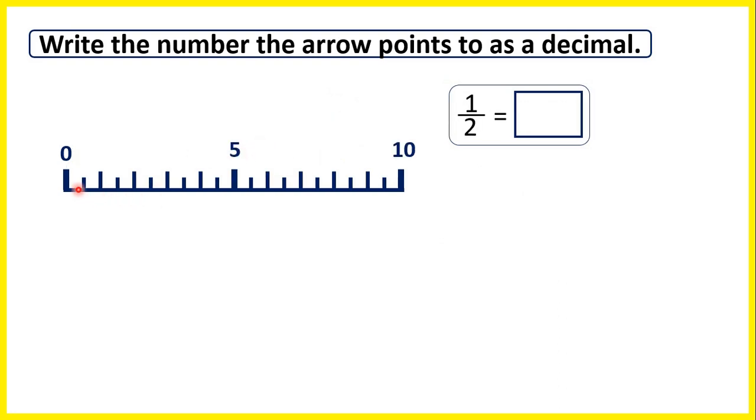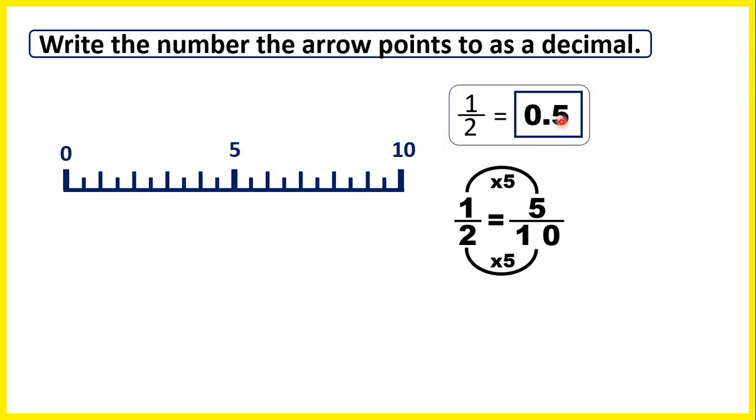Now, for this number line, we can see that we have some longer lines and some shorter lines. If we just look at our longer lines, we have 0, 1, 2, 3, 4, 5. So these longer lines represent whole numbers, and these shorter lines must represent halves. So we can write 1/2 as a decimal. 2 times 5 is 10, 1 times 5 is 5, so 1/2 is the same as 0.5 because that's 5 tenths. So where is the arrow pointing to here?